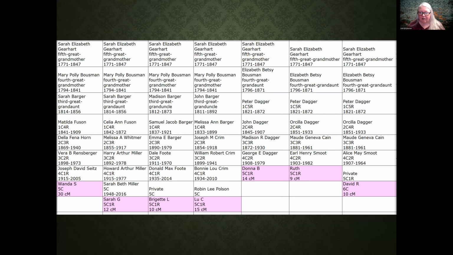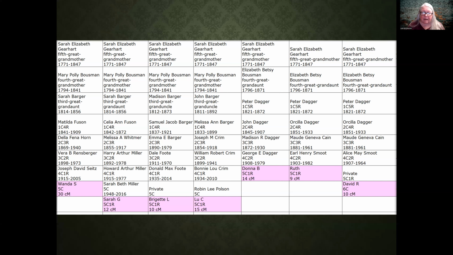You can see here also Sarah Barger, Madison Barger, John Barger, who are all siblings. And then you see Peter Dagger by himself over there. So you can kind of get an idea of family structure, and you get all the way to the bottom, and those are DNA matches to me. Now, those are autosomal DNA matches to me, a bunch of 5th cousins. Now, what do we know about mitochondrial DNA?